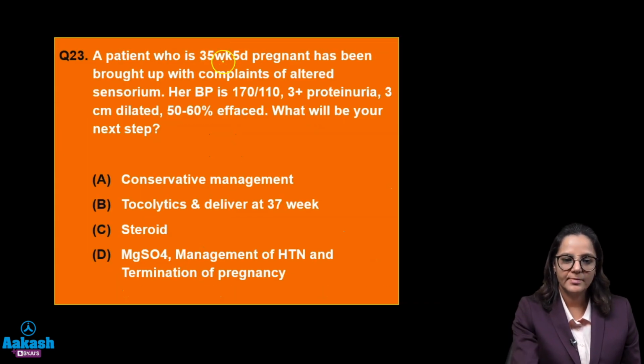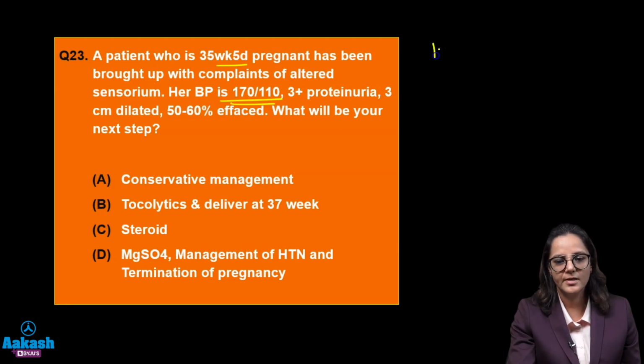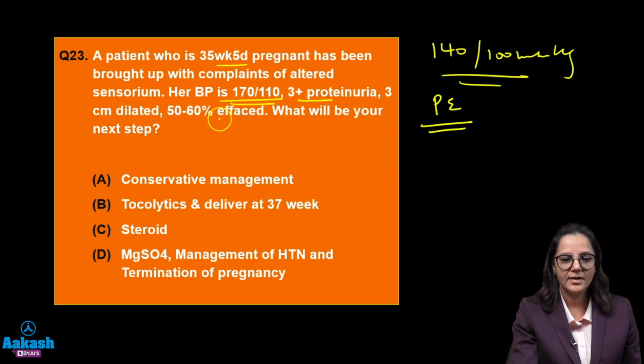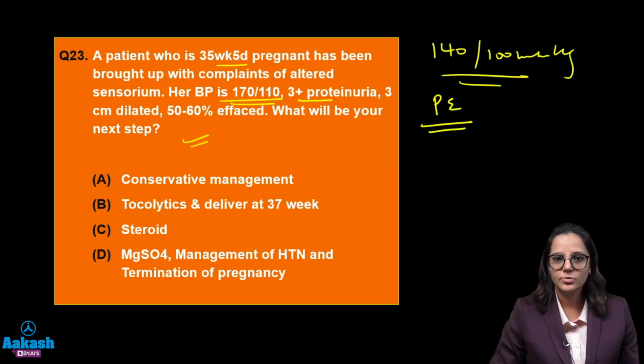A patient who is 35 plus 5 weeks presents with complaints of altered sensorium, which means that the brain is getting affected somewhere. Blood pressure is 170 by 110. So what was the blood pressure for gestational hypertension? More than 140 by 100 mmHg, right? On 2 occasions, 4 hours apart. 3 plus proteinuria, which means it's a preeclampsia. Wherever there is proteinuria by more than 1 plus, it's preeclampsia. She is 3 centimeter dilated, 50-60% effaced. What will be your next step? We can see that she has progressed in her labor also. So let's go through the solution.